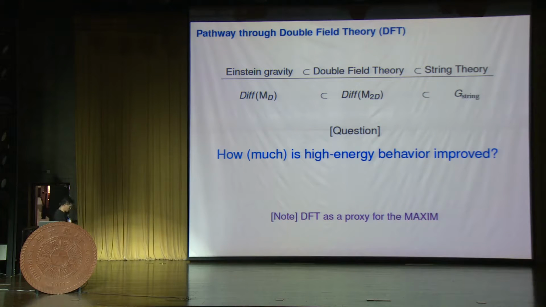Now here, I want to make a disclaimer. I'm not going to advocate DFT as some fundamental theory or anything. I'm just taking this as a proxy for my maxim, namely, this is one concrete example where the low energy gauge symmetry of Einstein gravity is enlarged on its way toward string theory.